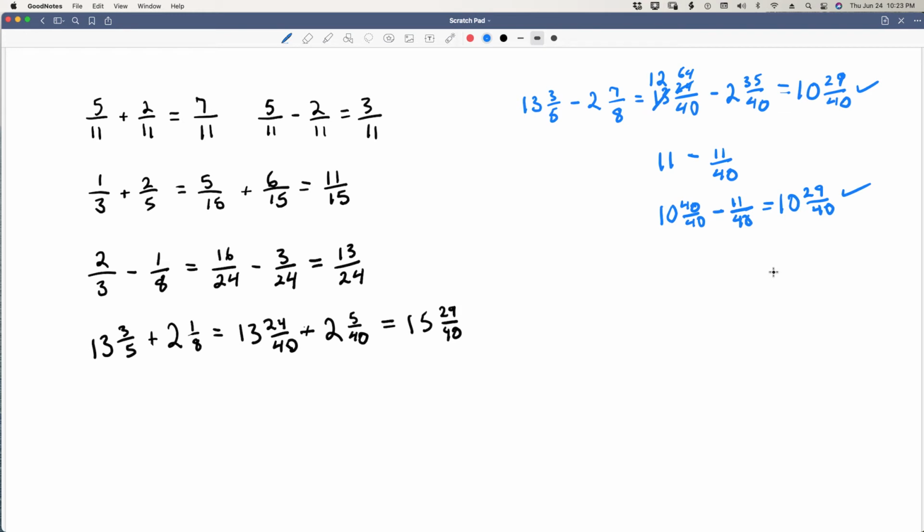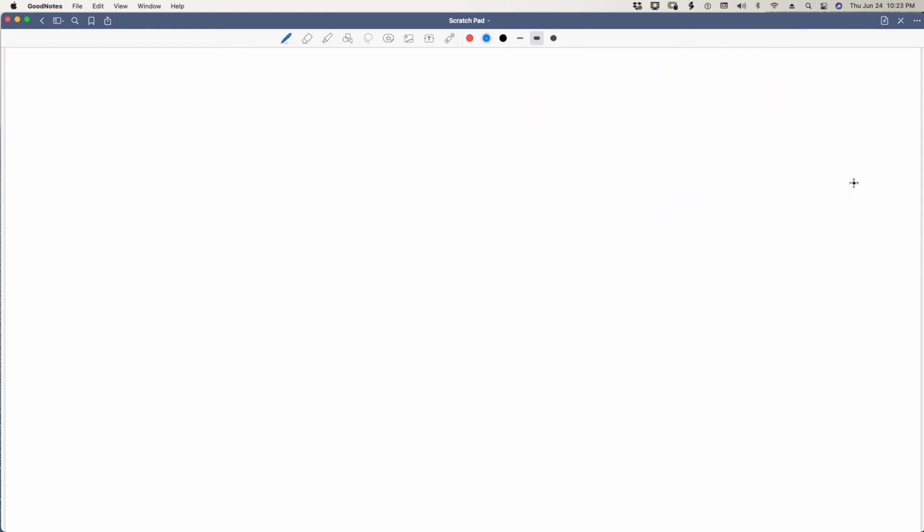All right, moving on to lines and line segments. If you need to take notes, right now, pause. I'm about to clear the page. All right, lines and line segments.